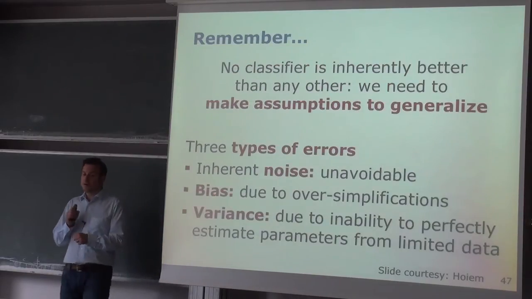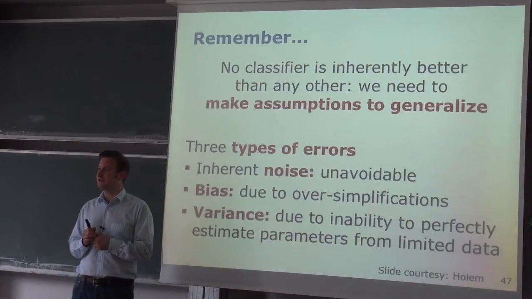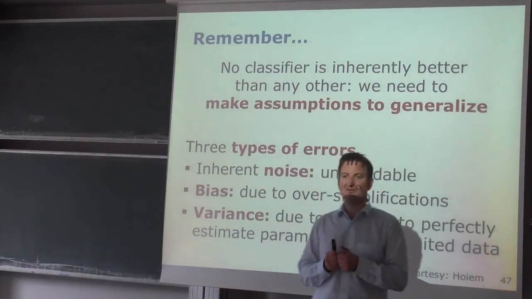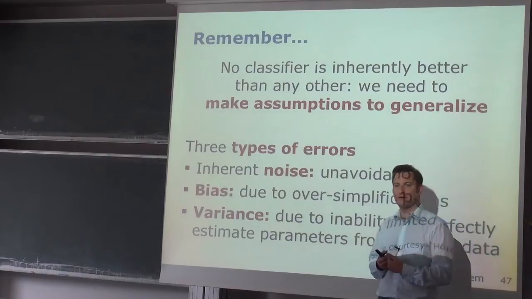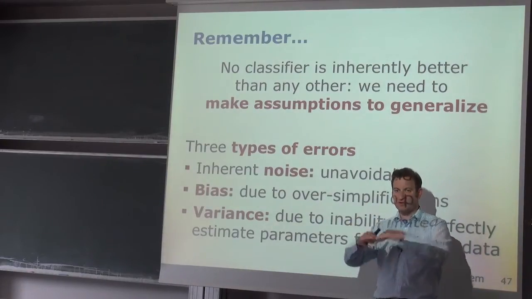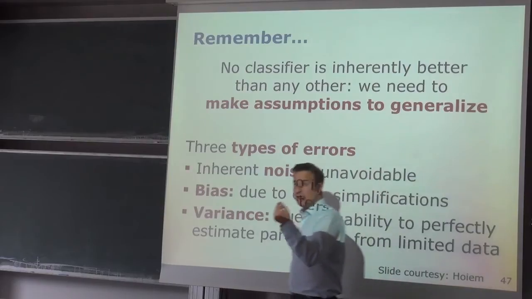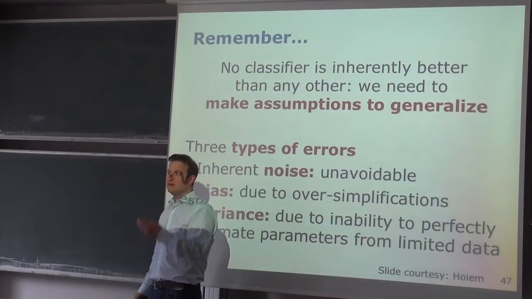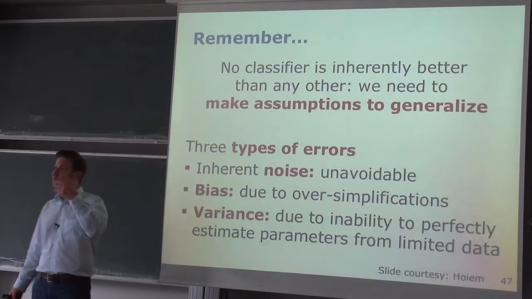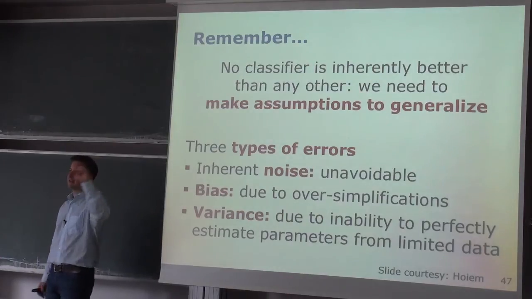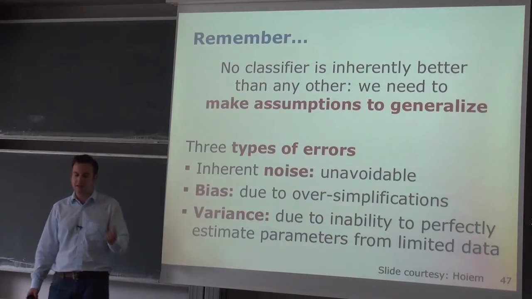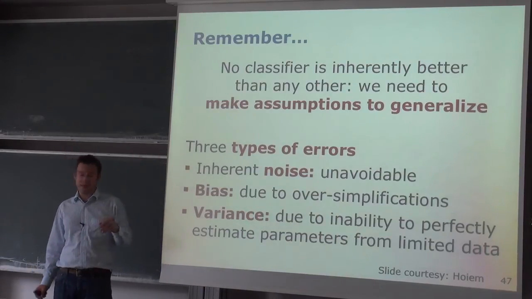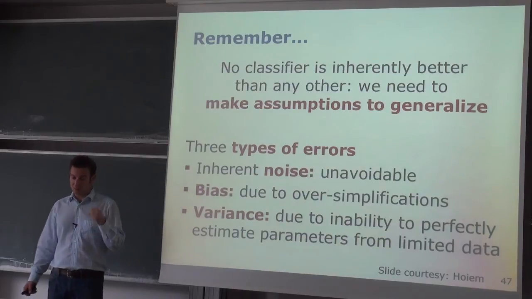Again, no classifier is inherently better than any other classifier. All classifiers make assumptions, and we need to make assumptions in order to generalize well. Without assumptions, we cannot generalize to unseen data, because we just have a few instances and we want to generalize. So we need to make assumptions like, whatever I see must be very similar to what I've seen before, for example, in terms of color in an image, or in terms of gradients in the image, or in terms of extracted lines in the image. These are the assumptions that I need to put in. And we have three different types of errors. The noise, we can't do anything about. The bias and variance, we would like to reduce.